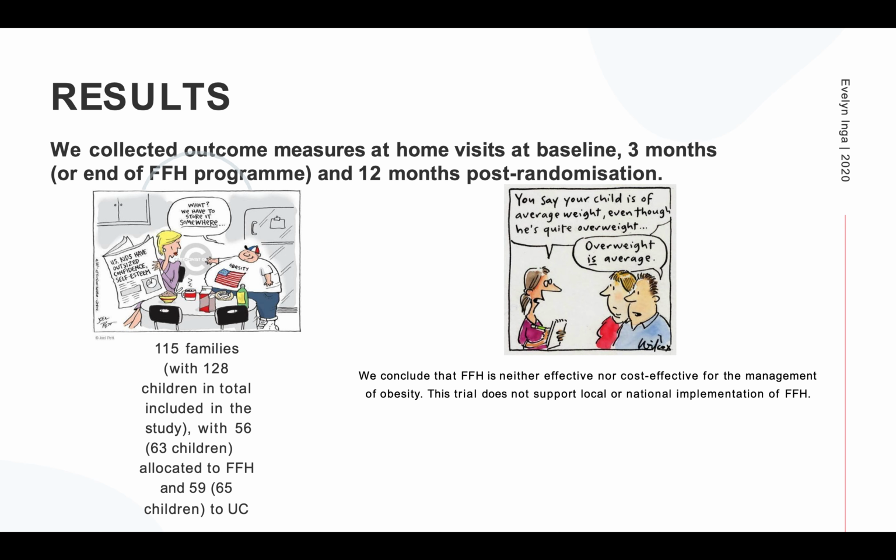Then, what were the results? From 115 families, 128 children in total were included in the study, with 56 allocated in the FFH group. We talked about that before, and 59 in UC. And they concluded that this program wasn't effective nor cost effective for the management of obesity. This trial does not support local and national implementation of this program.